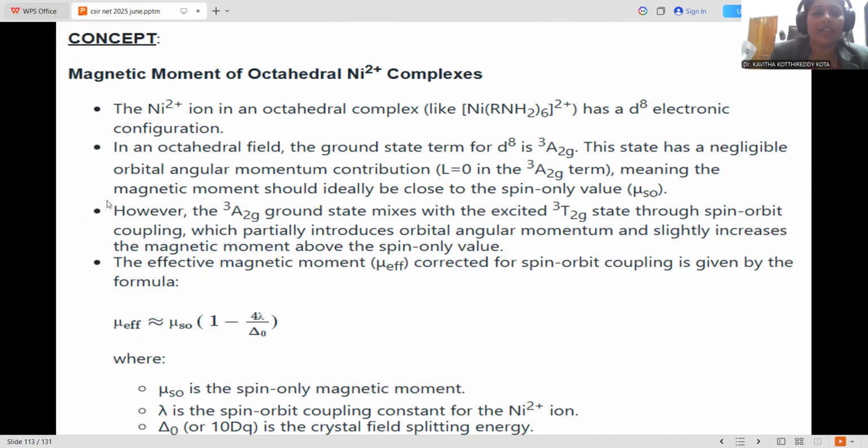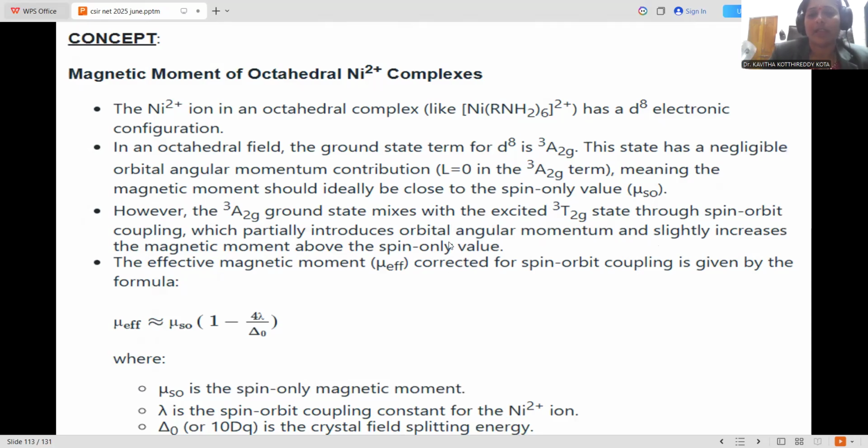This state has a negligible orbital angular momentum contribution. The L value is becoming 0, right? For the 3A2g term, the L value is 0, meaning the magnetic moment is ideally closer to the spin-only value. Though they are giving the spin orbit coupling value, the orbital contribution is 0. Only the spin-only value is meant for this kind of nickel octahedral complex. However, the 3A2g ground state mixes with the excited 3T2g state. Spin orbit coupling is possible for that, which partially produces orbital angular momentum.